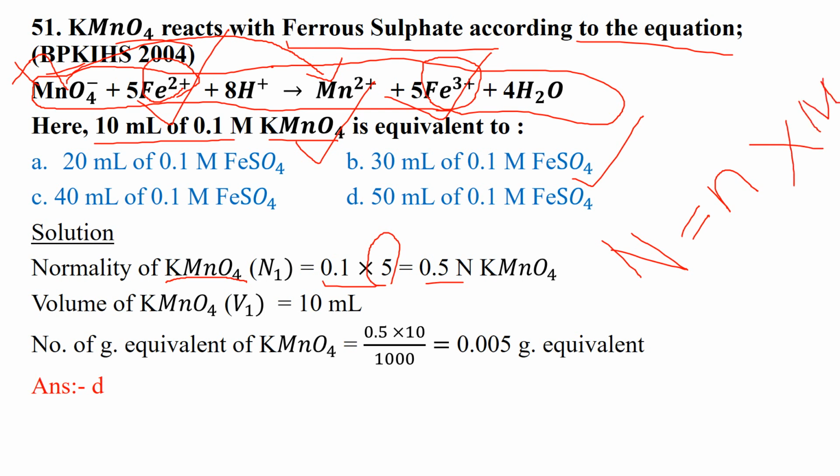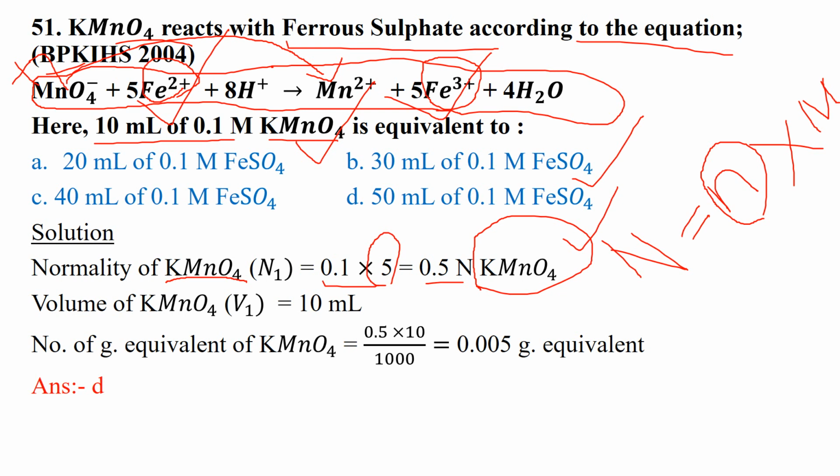What is the n factor? The n factor represents different things, right? In case of the calculation of equivalent weight of an element, it represents valency. In case of acid, it is basicity. In case of base, acidity. In case of salt, either total positive charge or negative charge. And in case of an oxidizing agent, the total number of electrons gained by a molecule. Potassium permanganate is the oxidizing agent, which gains the electrons from the other reactant. So how many electrons are gained by a single potassium permanganate here?